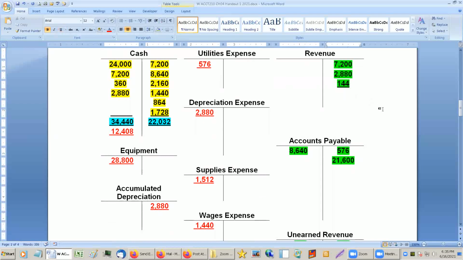Revenue, there's only one number. And if you look, this is why revenues are always credits. There's nothing over here on the debit side.